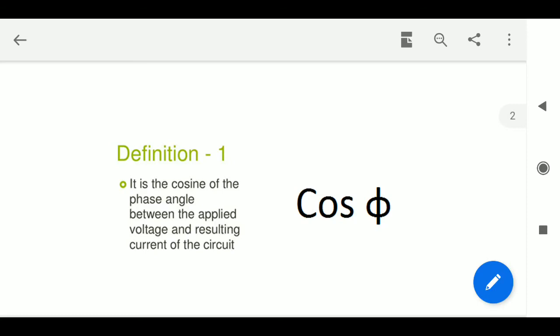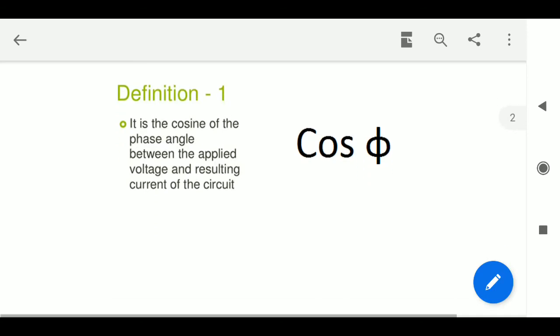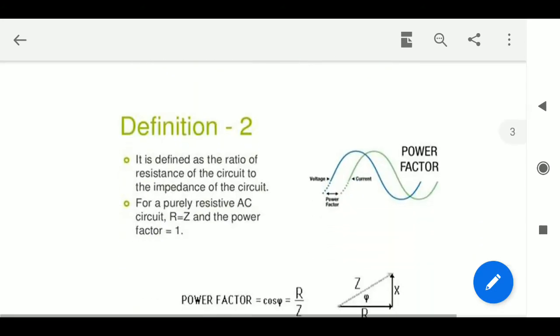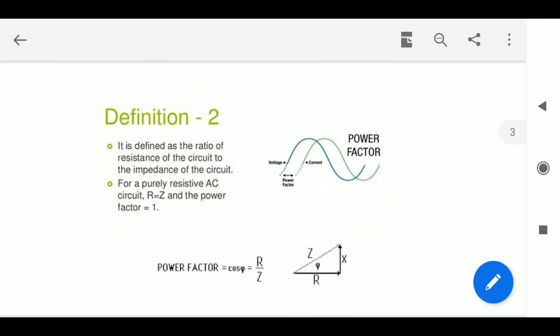Definition 1. Power factor can be defined as the cosine of the phase angle between the applied voltage and resulting current of the circuit. So generally that is cos phi. Definition 2. It is defined as the ratio of resistance of the circuit to the impedance of the circuit. For a purely resistive AC circuit, R equals Z and the power factor equals 1. So here power factor cos phi equals R divided by Z, that is, resistance divided by the impedance of that circuit.